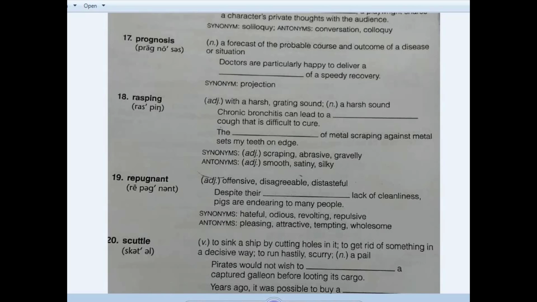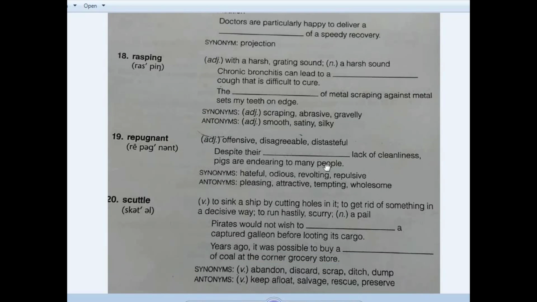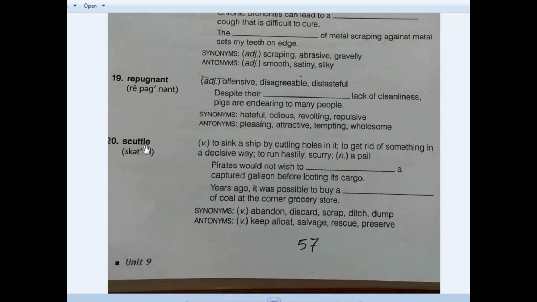Okay, number 20, scuttle. Scuttle can be a verb or a noun. As a verb, to sink a ship by cutting holes in it. When someone scuttles a ship or boat, they make holes so that it will sink. As a noun, a pail, like a container to put something in.